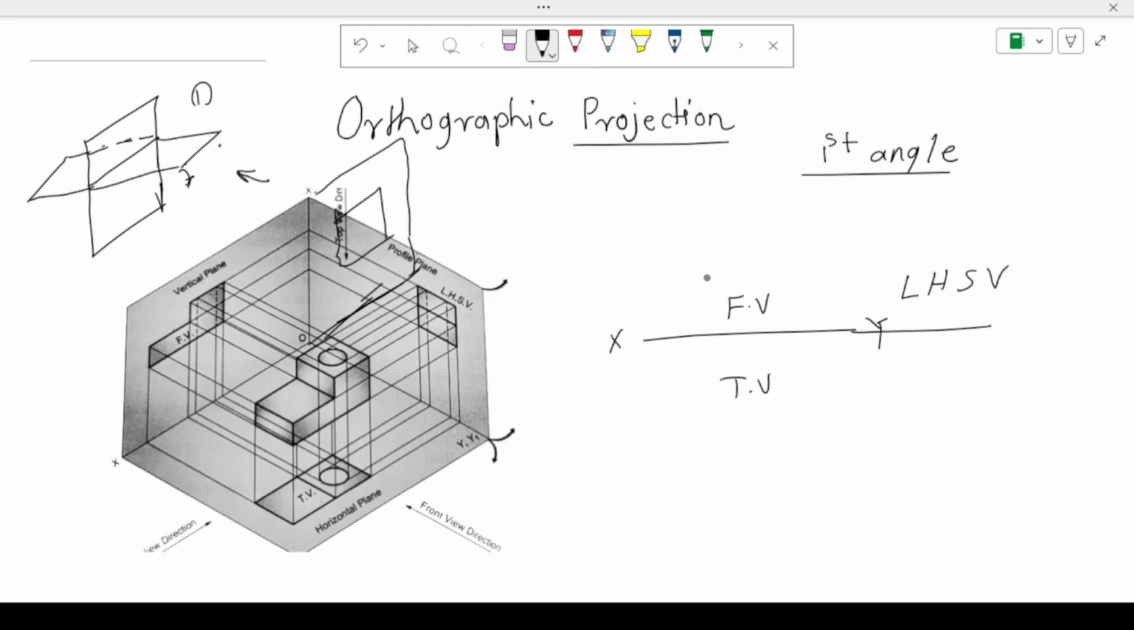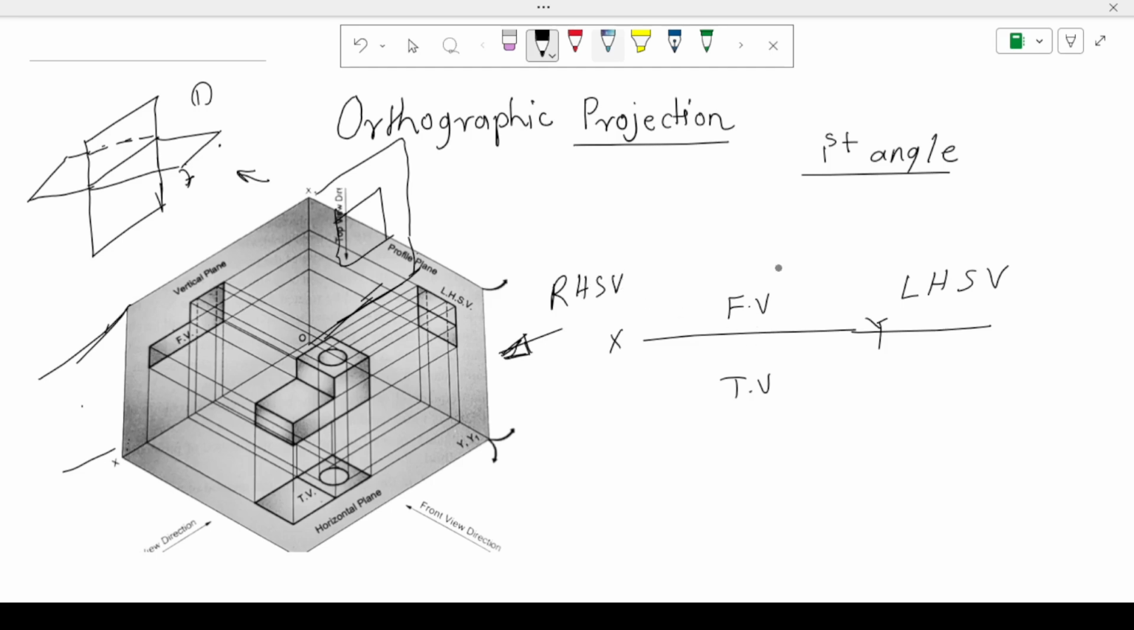And the right hand side view: this is my left view direction, and this is my right hand side view direction. So it comes here in a profile plane. It goes here when it rotates in an anti-clockwise direction. So always remember that the right hand side view is drawn on the left side of the front view.